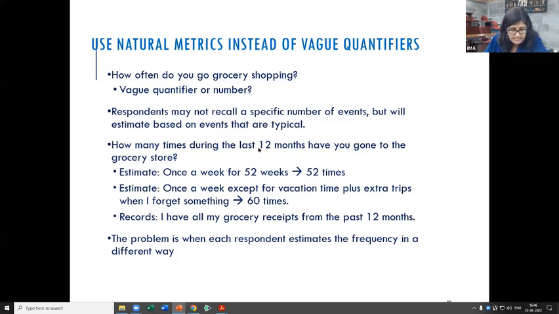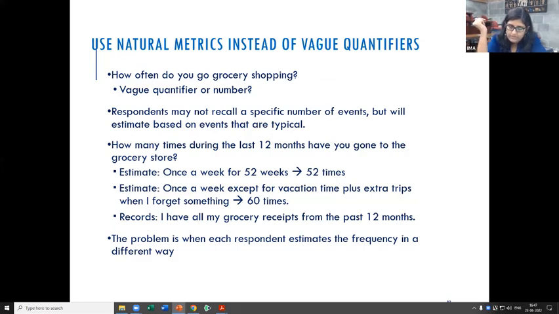Also, use natural metrics whenever you can. So how often do you go grocery shopping? Regularly, sometimes, not at all. Regularly to you means something different compared to regularly for me. And now you're leaving it to me to guess. What did you mean when you wrote regularly? Right? So instead of that, ask for a number.